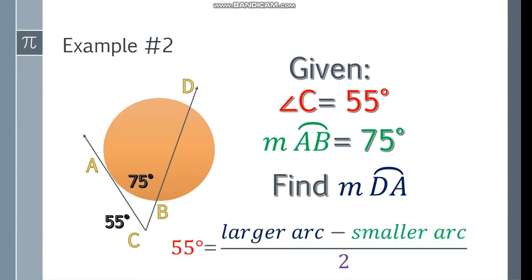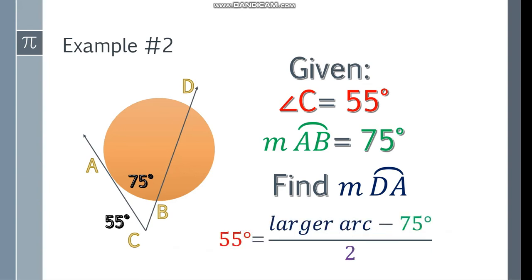Para makuha yan, substitute mo muna yung mga values dun sa formula. So, dito, that will be 55 degrees kasi ito yung external angle. Larger arc, hindi pa natin alam, so lagyan natin larger arc. Minus tayo ng 75 degrees, that will be the smaller arc. Divide natin in 2.